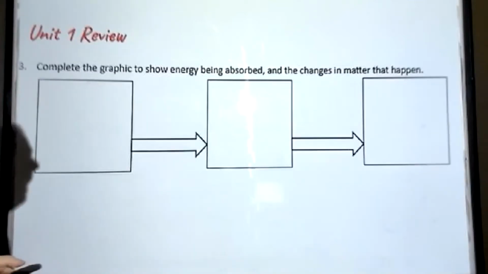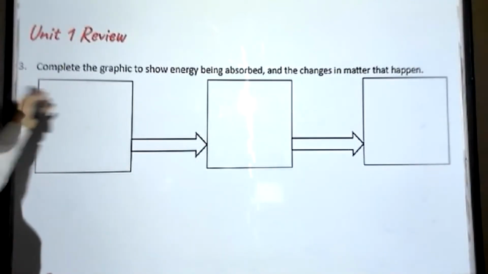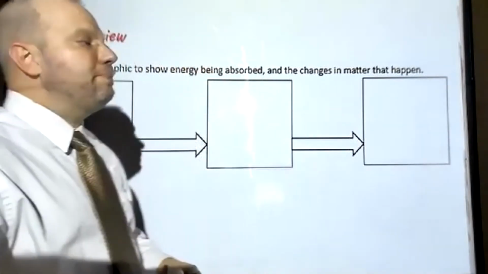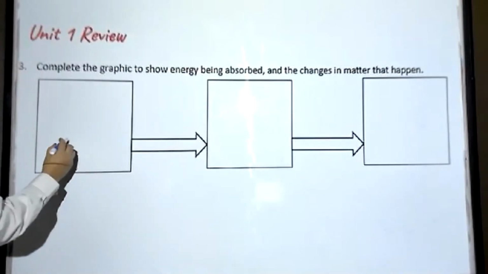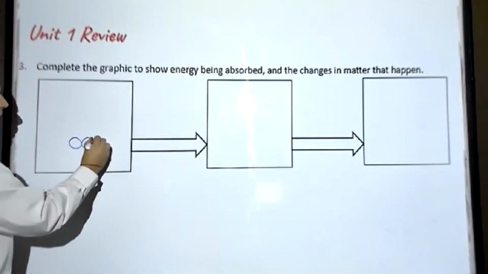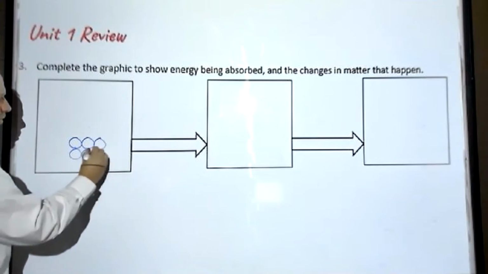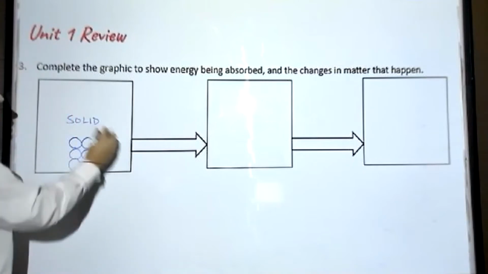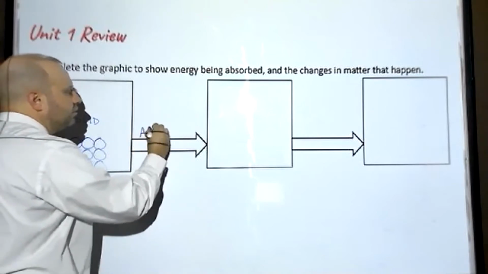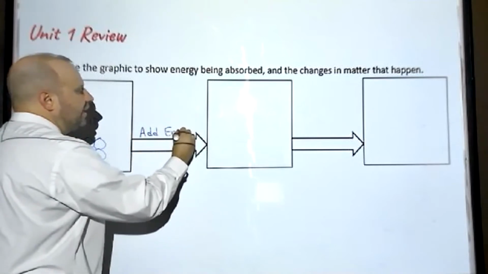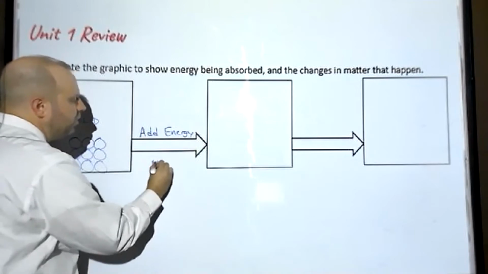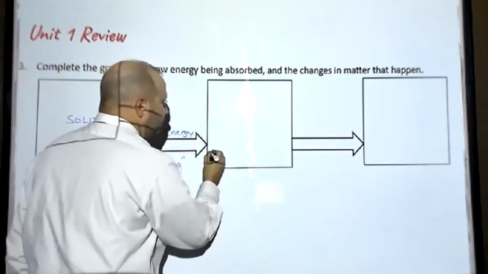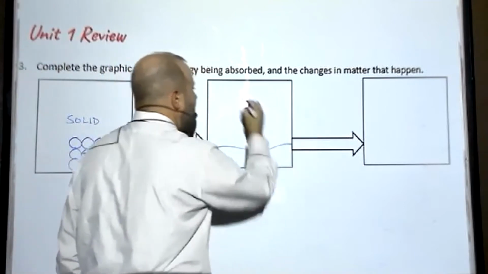So if we take a look at our next slide, it says complete the graphic to show energy being absorbed and the changes in matter that happen. So if we have something that looks like a solid to begin with, this is our solid, and then we add energy. It's going to, this is called melting. It's going to turn into a liquid.